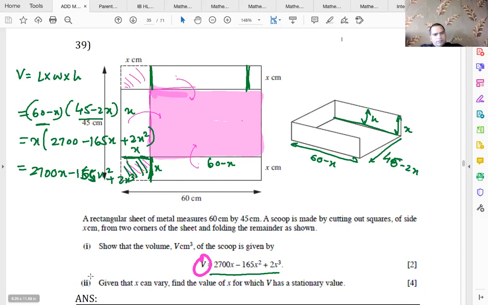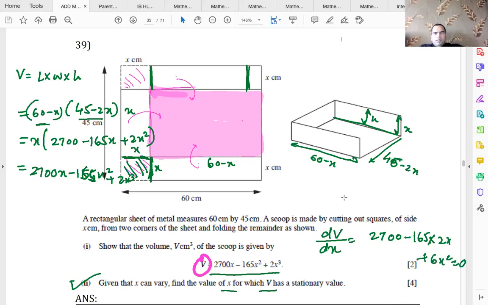Now our next step is to find the value of x, given that x can vary, such that V is stationary. So to do that, you differentiate V with respect to x. So dV/dx will be 2700 minus 165 times 2x plus 6x squared equals 0. Now if you solve this equation on a calculator, you get the exact values of x.